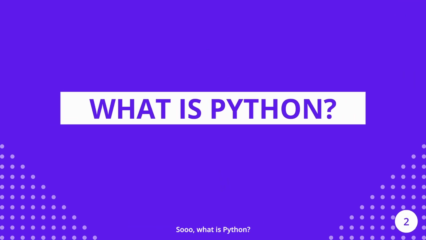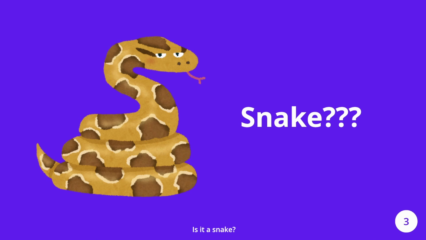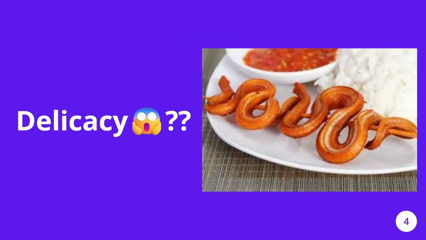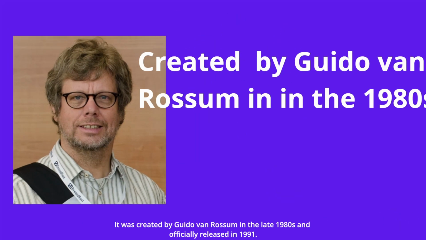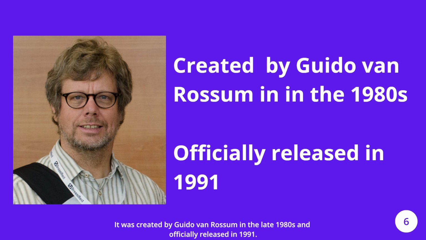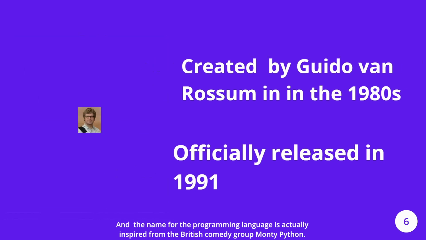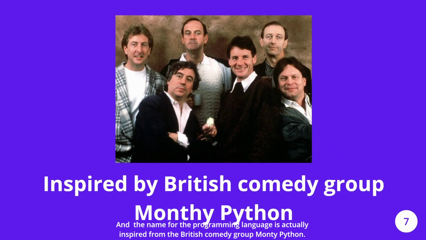So, what is Python? Is it a snake? A delicacy? Well, actually no. Python is one of the most popular programming languages in the world today. It was created by Guido van Rossum in the late 1980s and officially released in 1991. And the name for the programming language is actually inspired from the British comedy group Monty Python. So you can expect a little humor in the naming conventions and documentations.